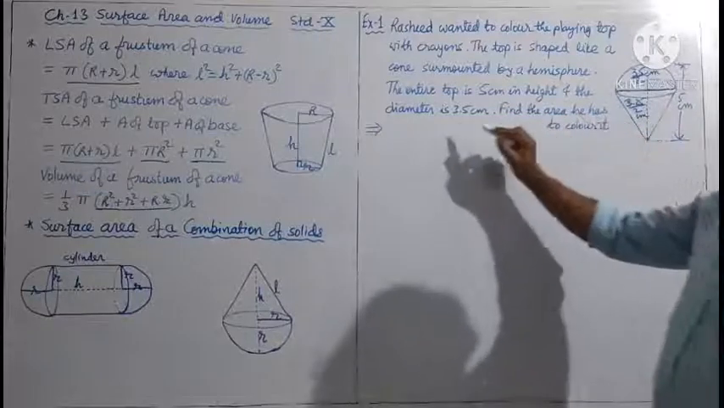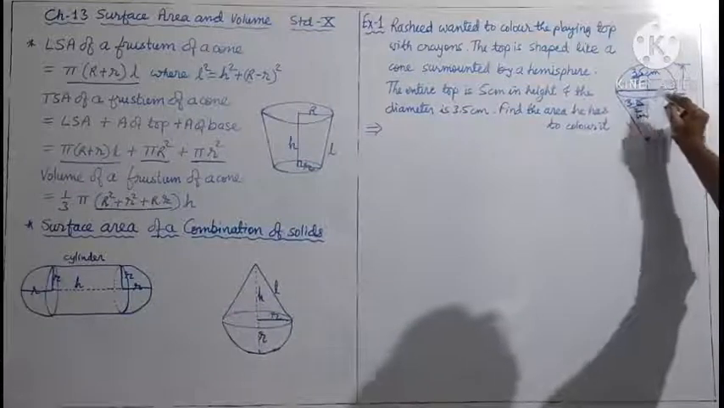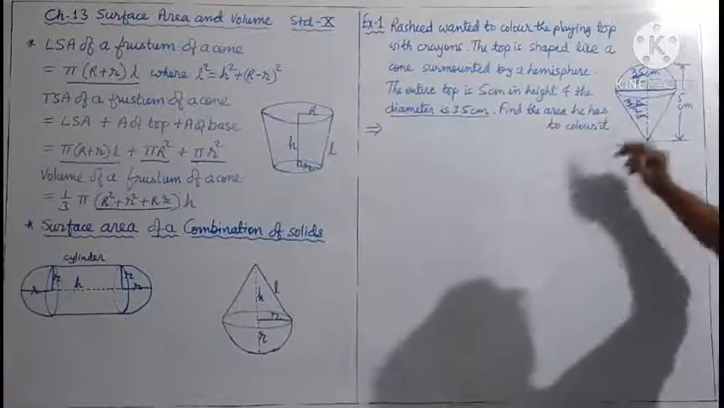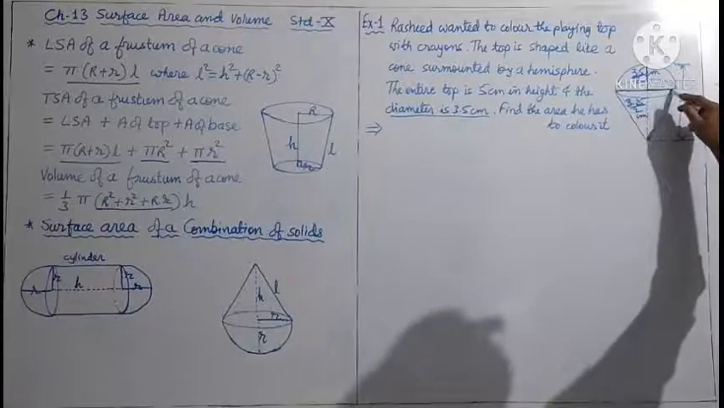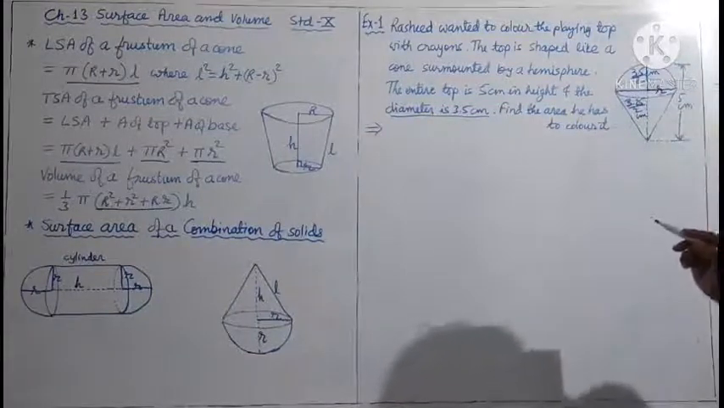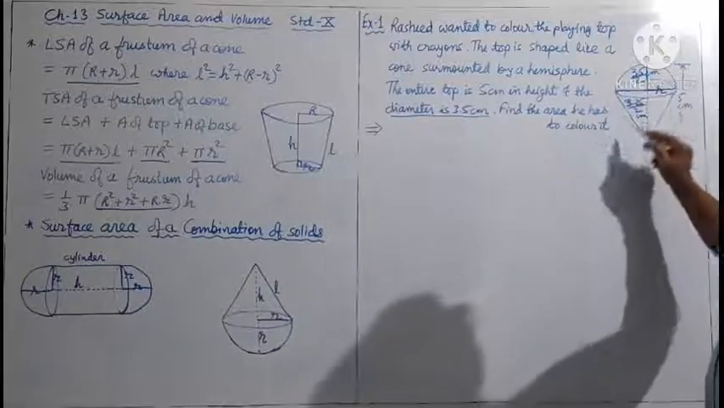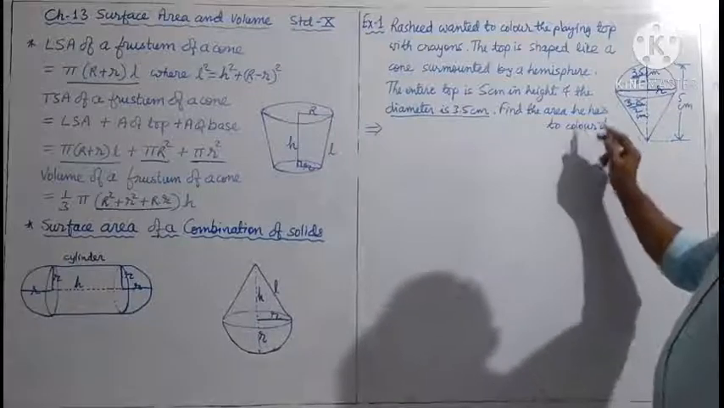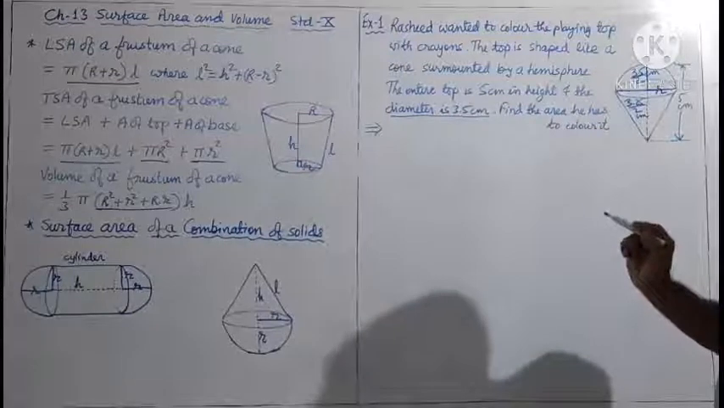Now the diameter of this hemispherical top is 3.5 centimeter. It is the diameter. The diameter is 3.5 centimeter, so the radius is 3.5 by 2. So this is also the radius and this is also the radius. So this radius is 3.5 by 2 centimeter. And then we have to find the area of this solid, the top that is to be colored. So find the area he has to color.